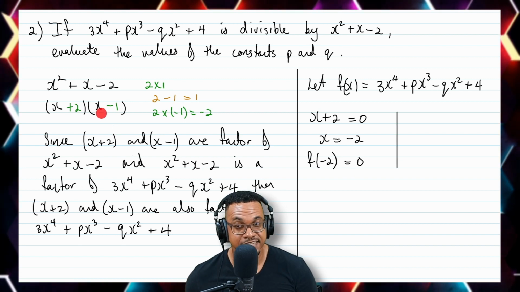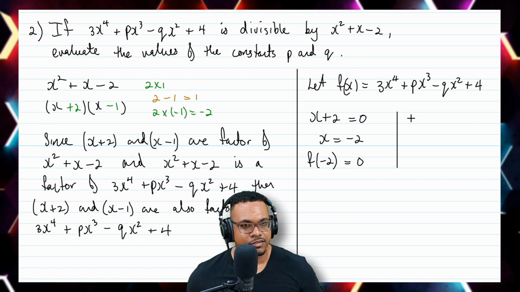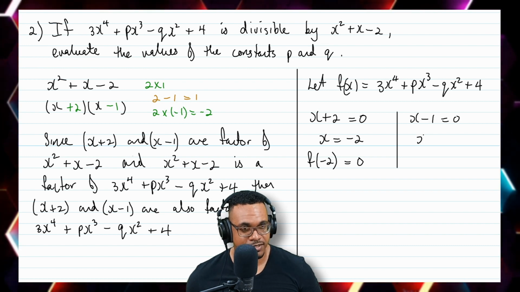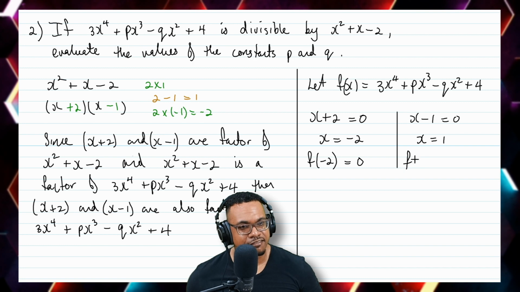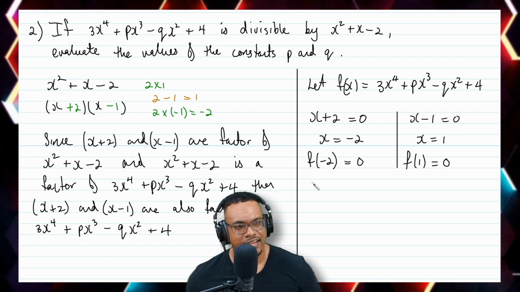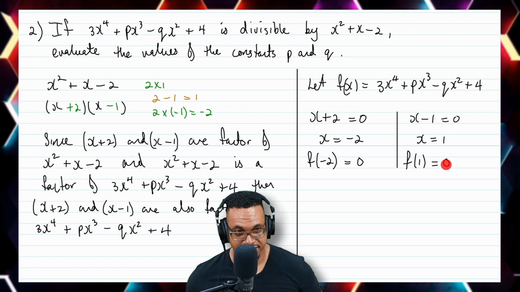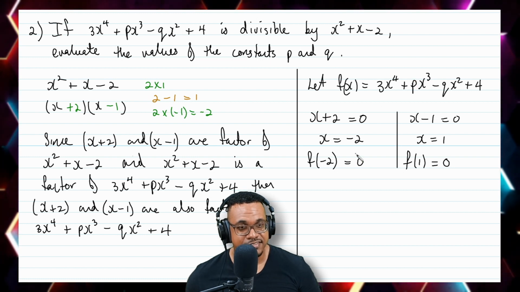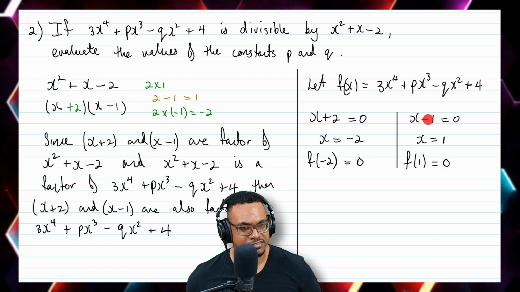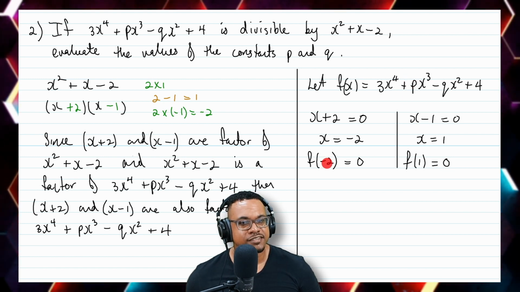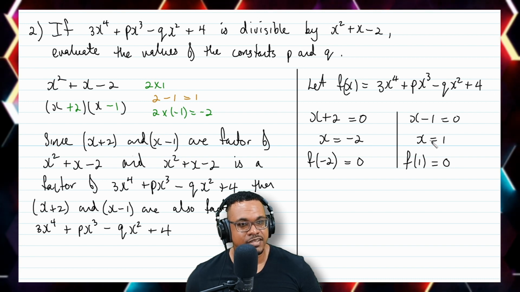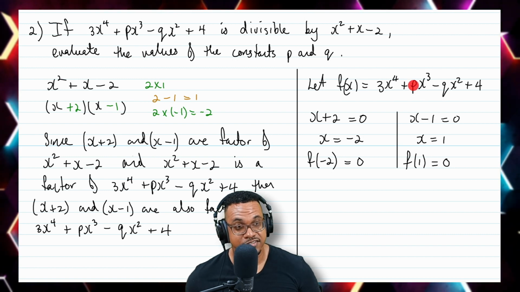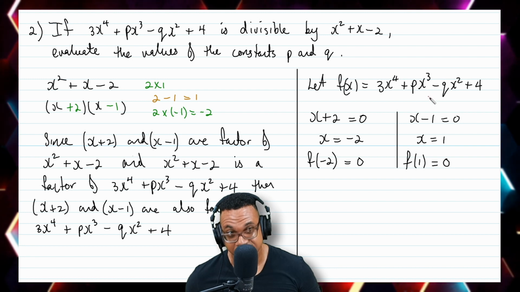And now if you do the same thing for your next linear factor, x take away 1 is our divisor, so we put it equal to 0, solve for the variable, carry across the negative 1, so we get x is equal to positive 1. Then f of 1 is equal to 0. That means when you divide this polynomial by x take away 1, the remainder is 0. So now if f of negative 2 is equal to 0, because this is a factor of this, and f of 1 is equal to 0, because this is a factor of this, then we can substitute negative 2 into here and put it equal to 0, and substitute positive 1 into here and put it equal to 0, and we get two equations with our constants p and q, which we can solve simultaneously to find out what p and q are.